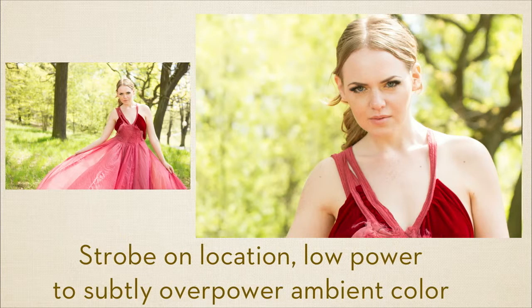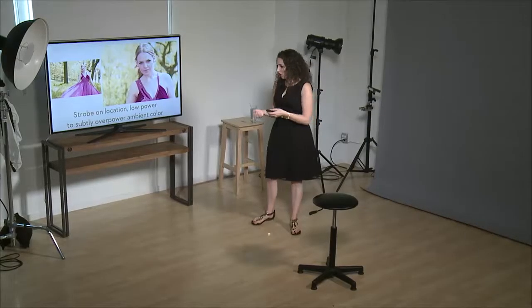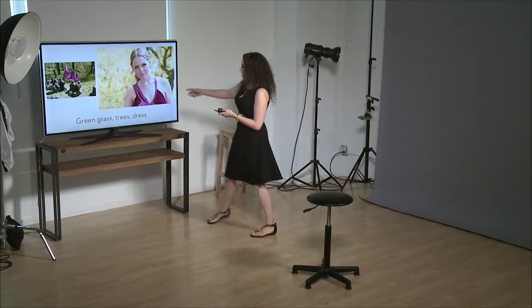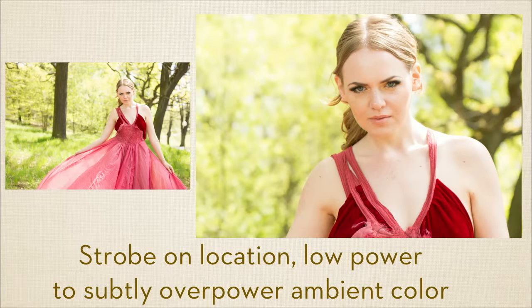But another option is to pop in a little bit of light. And this is where people go overboard. They think, okay, I'm going to be using strobe on location, so I need to go two stops above ambient and make the background dark. No, just because you're using strobe on location doesn't mean it needs to look like a flash shot. I don't think that this looks like a flash photograph. Doesn't look like strobe was used in this image, to me at least. But all I'm trying to do is just overpower some of this green, some of this yellow, by kicking in just a little bit of light.